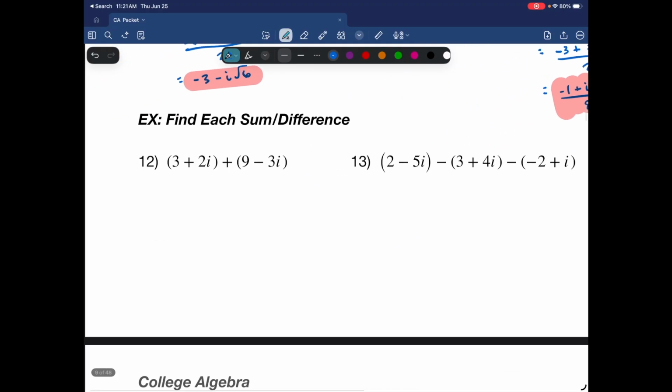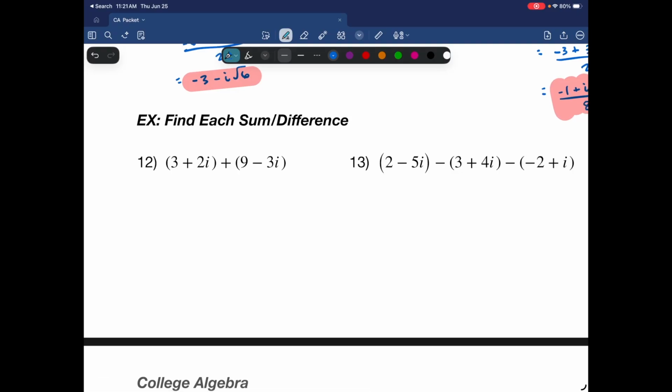All right, adding and subtracting. Okay, so when the parentheses are separated by a plus sign, I just drop the parentheses and get to work. You're just combining like terms. So 3 plus 9 is 12. 2i minus 3i is minus i. And again, my real is in front of my complex part, so that's my answer, 12 minus i.